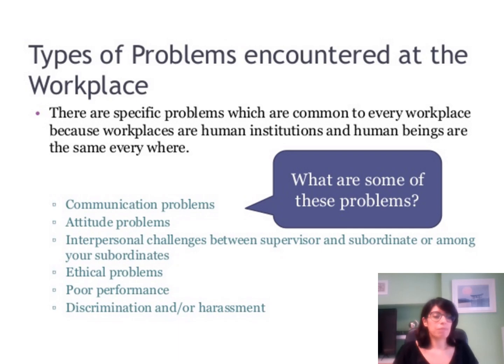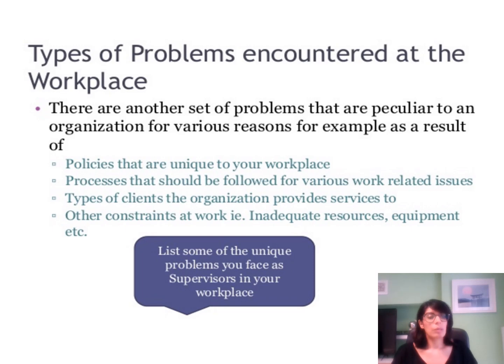Another problem could be interpersonal challenges between a supervisor and their subordinate, or even amongst the subordinates or the team members themselves. There might be issues of ethics. So is the organization, or are people in the organization doing something that is ethically incorrect? Typically organizations have problems with poor performance, because not every employee will perform at their optimal level all the time. Organizations may also have issues with discrimination or harassment.